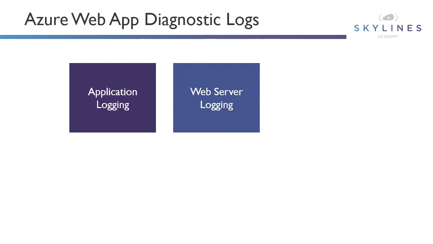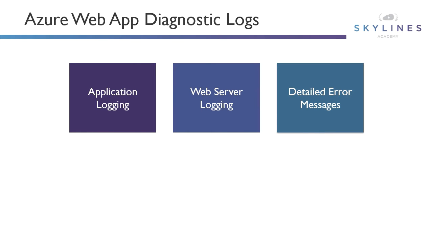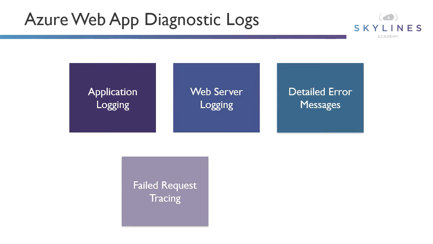We've got web server logging, which is the raw HTTP request data in W3C extended format. We've got the detailed error messages, and these are copies of the .html error pages that would typically be sent to the client browser, essentially anytime an HTTP 400 or greater error occurs. We've got failed request tracing, which is detailed information about the failed requests. This includes a trace of the IIS components used and the amount of time each one took. And then finally, deployment logging, and these are logs that are generated when we publish content to our web application.